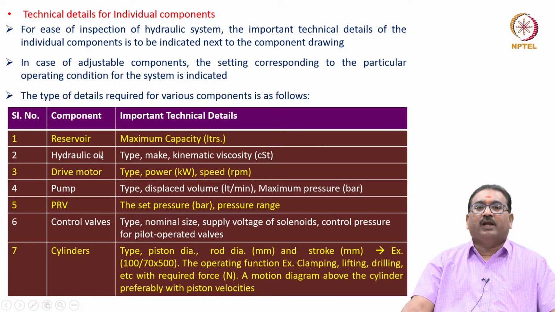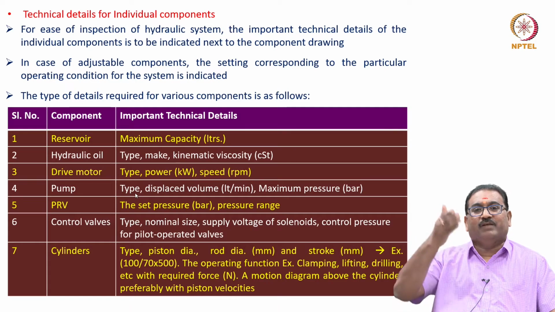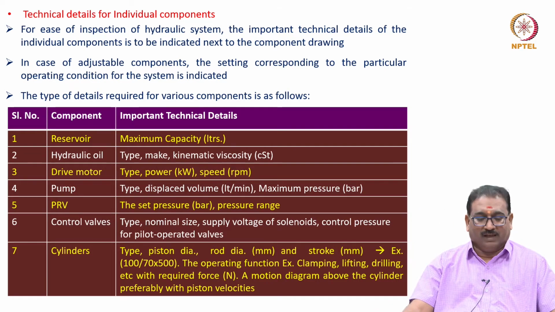Then hydraulic oil, you have to mention the type, make, kinematic viscosity and many other parameters. Drive motor: what type of motor, power, speed. Similarly, pump: what type of pump? As we have seen, the various types of pumps are there, hydrostatic pumps, gear pump, vane pump, piston pump, each having various categories. These are very essential: type, displacement volume and maximum pressure.